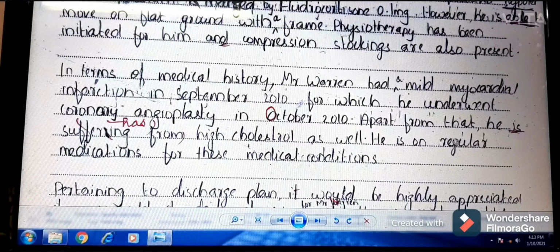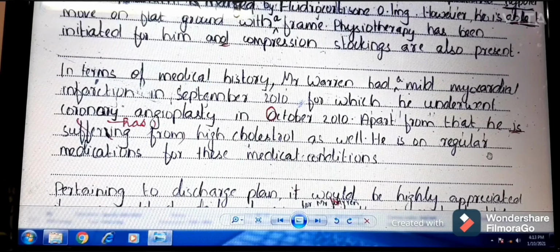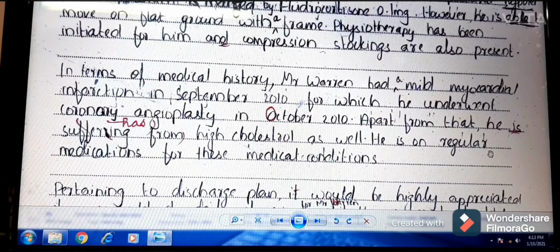Apart from that, he is suffering from high cholesterol as well. He is on regular medications for these medical conditions. Okay, apart from that, he is suffering from high cholesterol as well. Now, I would like to say about the use of "suffering from".